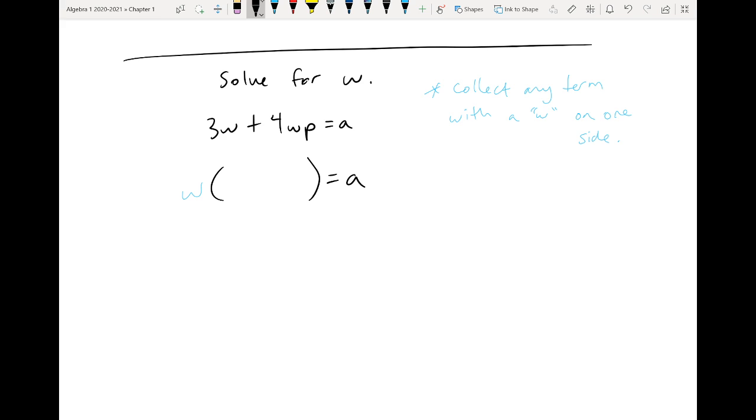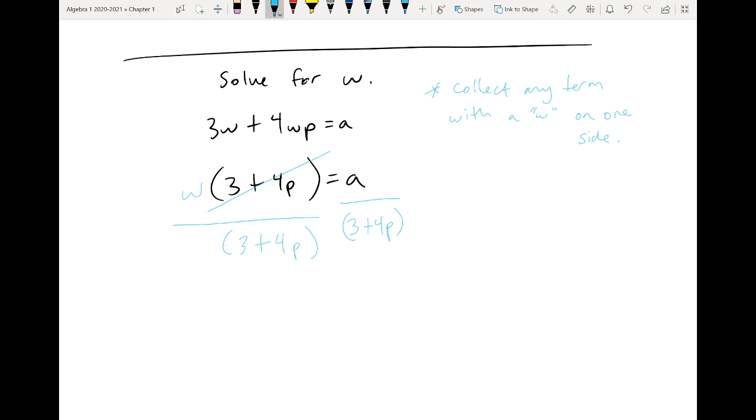All right? We're going to take a w out of the term 3w, and we're left with 3. We're going to take the w out of the term 4wp, and we're left with just 4p. Okay? Now, we need to get that w by itself. So, since it's being multiplied by that entire quantity, we can actually divide by that quantity 3 plus 4p. And of course, whatever we do to one side, we have to do to the other.